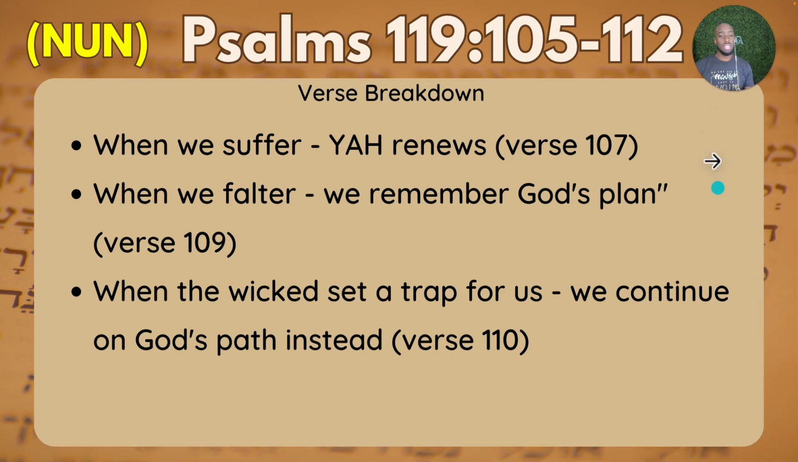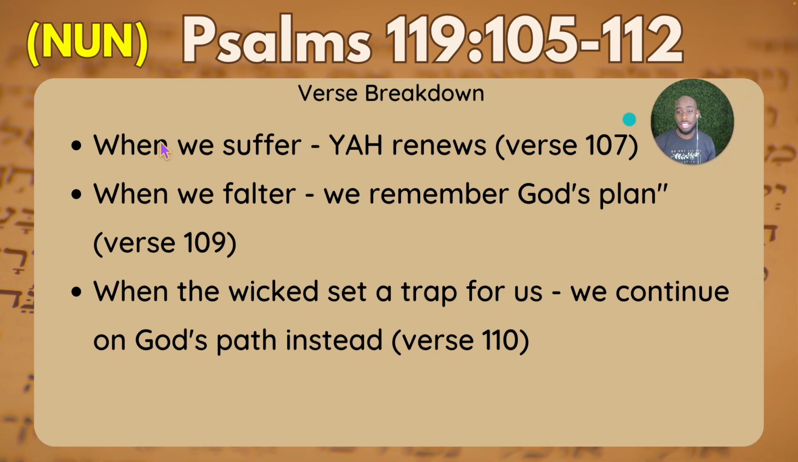And so here are some themes that we can take away from this passage. When we suffer, Yah renews us, right? That's verse 107. When we falter, we remember Yah's plan. When the wicked set a trap for us, we continue on the Father's path instead. It's like this rocky up and down process, very similar to if you were trying to grow a plant from a seed. It's not streamlined.